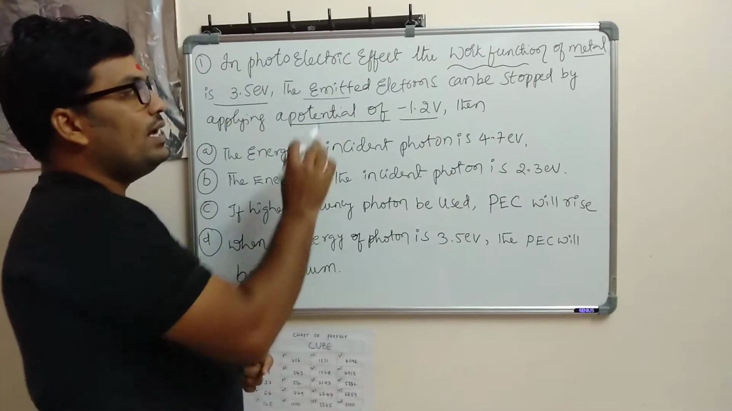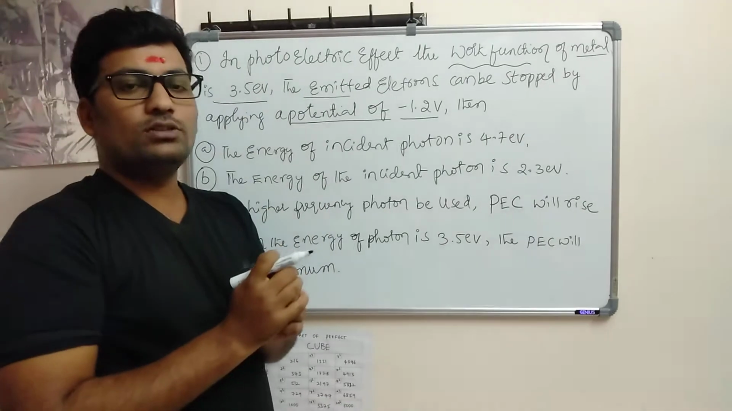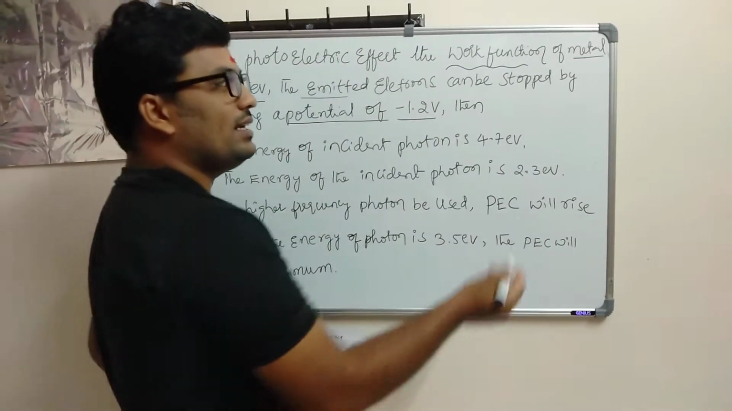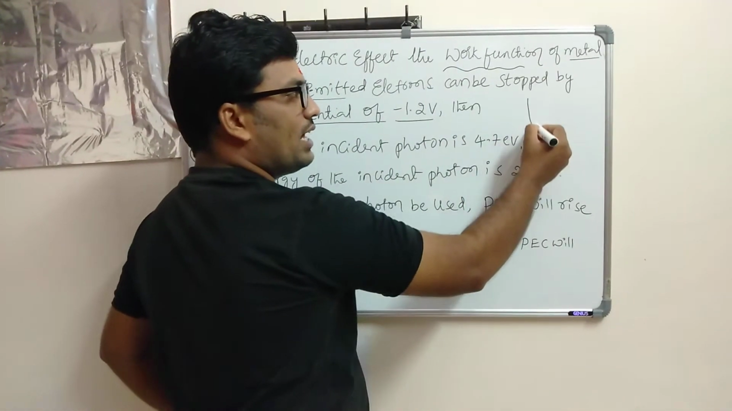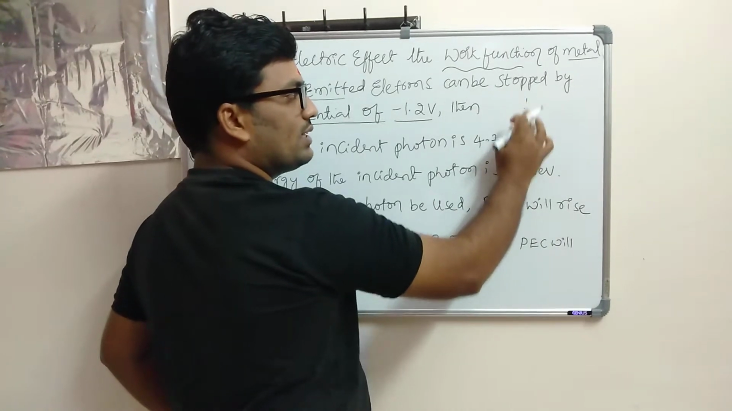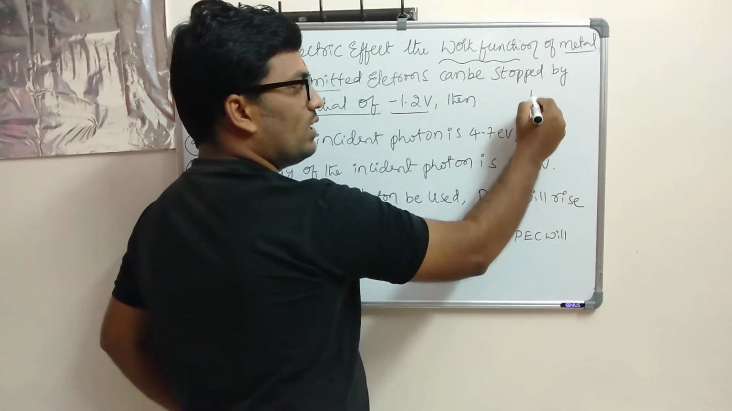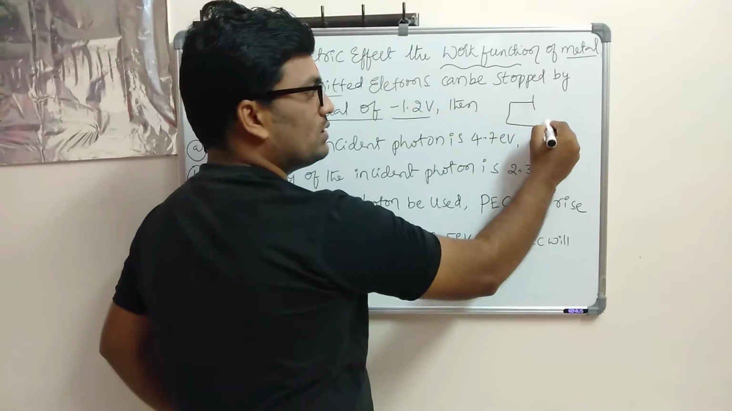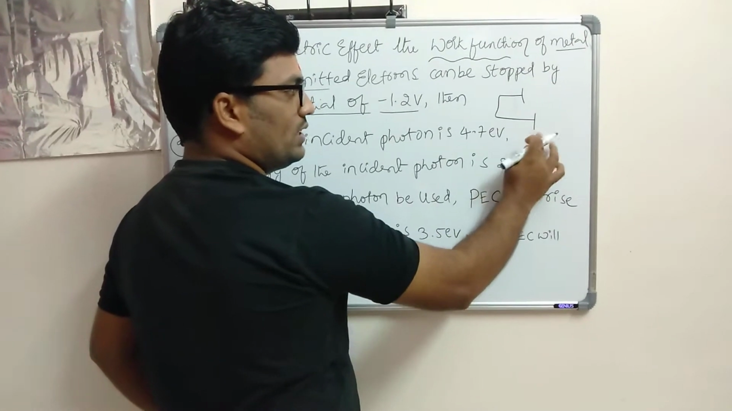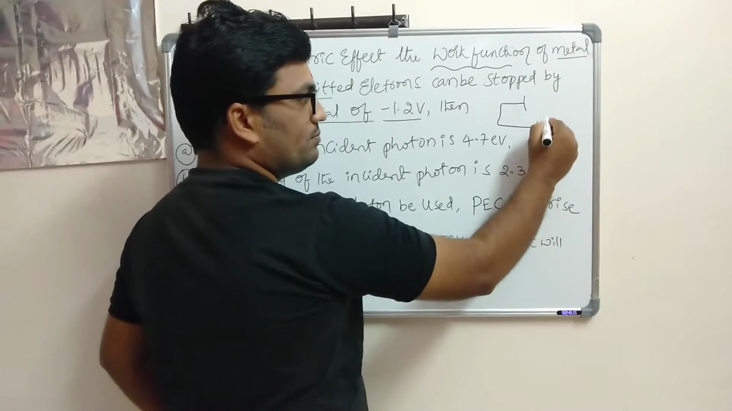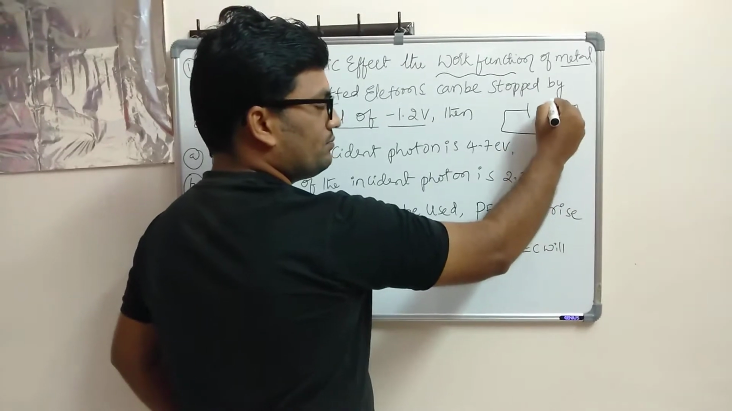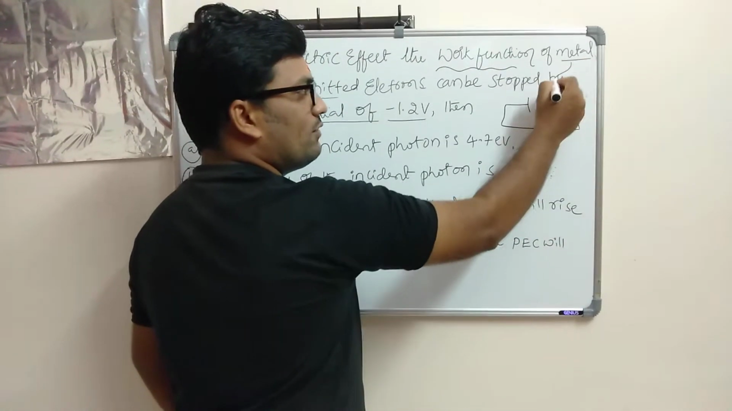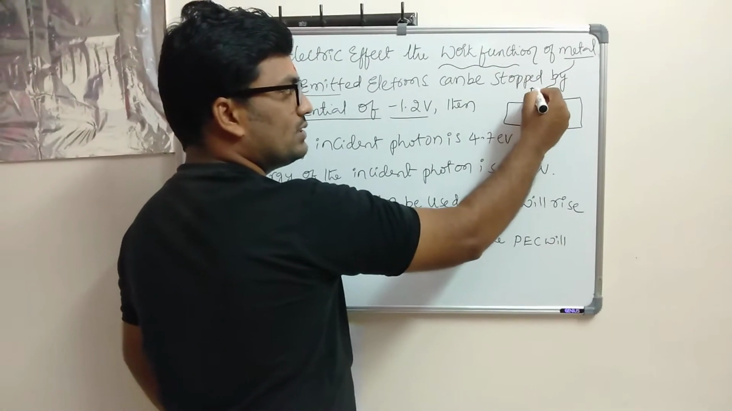So here we want to stop the emission of electrons. How can I stop it? Clearly, if I draw it here, on a cathode it was connected to some battery. Some voltage was connected, and this is the anode. Let's suppose light falls on this particular cathode. This is the cathode plate.